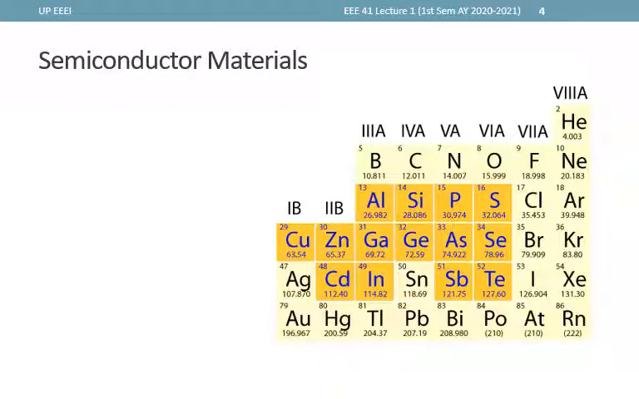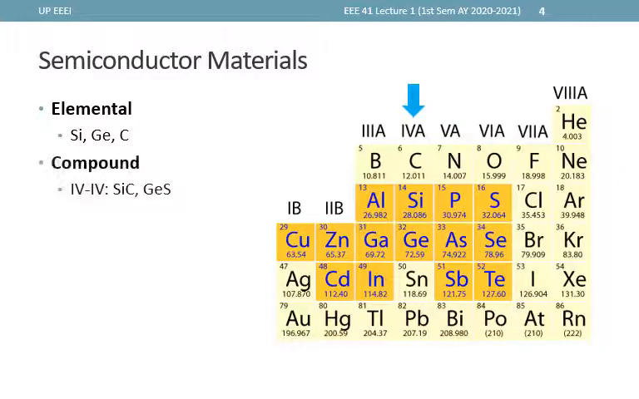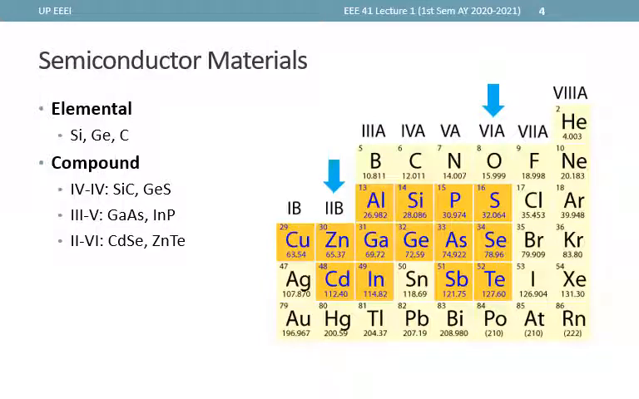Common semiconductor materials are highlighted in the table. The base material for a semiconductor device may be elemental or composed of a single element such as pure silicon, pure germanium, or pure carbon. A base semiconductor material may also be a compound. Compound semiconductors include silicon carbide and germanium silicide. Aside from 4,4 compounds, we also have 3,5 compound semiconductors, which include gallium arsenide and indium phosphide. 2,6 compound semiconductors include cadmium sulfide and zinc telluride.